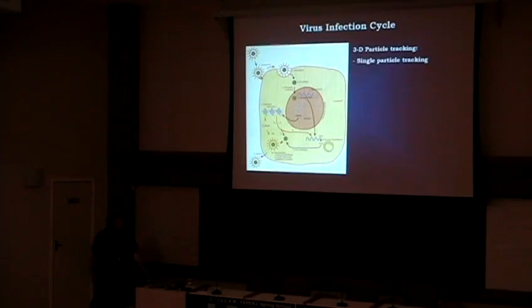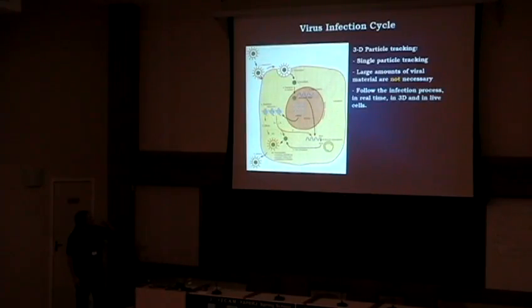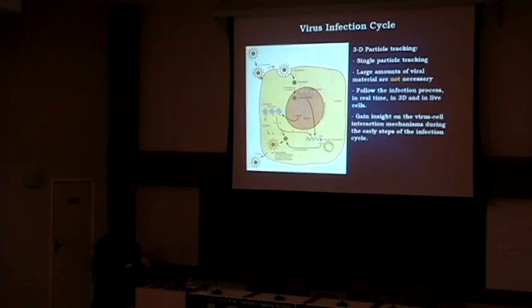How does our system solve this problem? We can track a single particle. Why? Because we have the laser pointing at a single particle all the time. Second, we don't need large amounts of virus because we need only one particle, actually. Of course, it's very hard to find one particle when you try to do the experiment, but once you find it, you are able to follow it. We can follow the infection process in real time, in 3D, and inside live cells without needing to fix them. So we can gain insight into the virus-cell interaction mechanism during the early steps of the infection cycle.